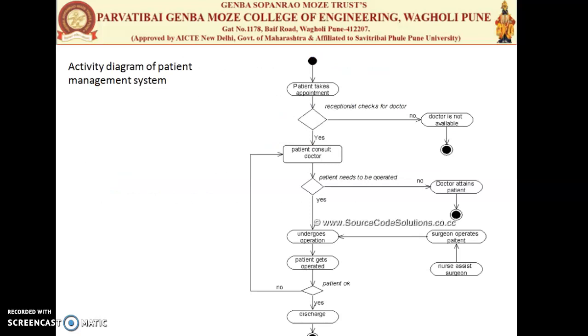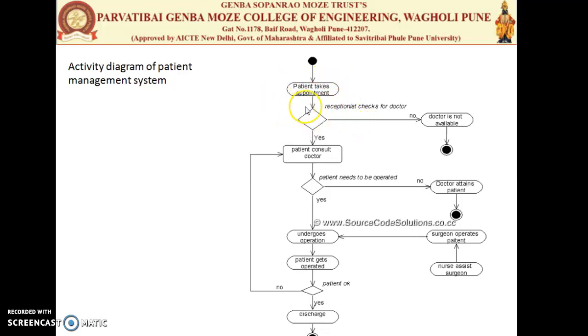So let's see it diagrammatically. This is the activity diagram of the patient management system. Here we always start with a solid dot, or we can say a circle. The initial step is here. Then the patient takes the appointment. This is called an activity.